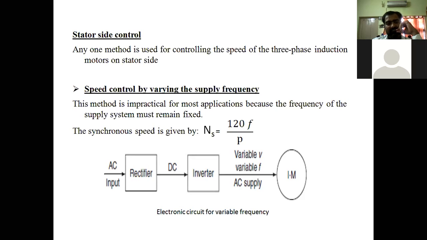Why? Because we cannot change the supply frequency completely. We cannot vary the supply frequency to the motor, because this is the mains frequency. Let me show that.